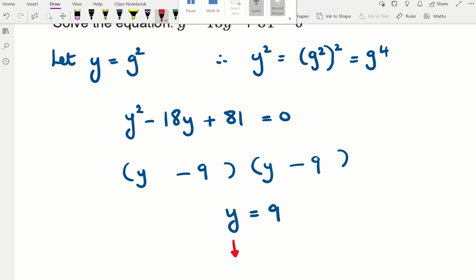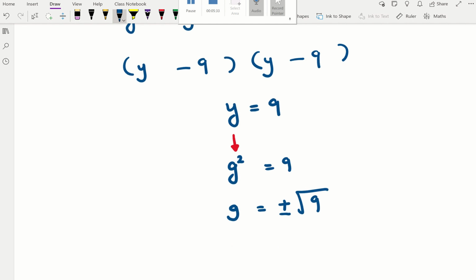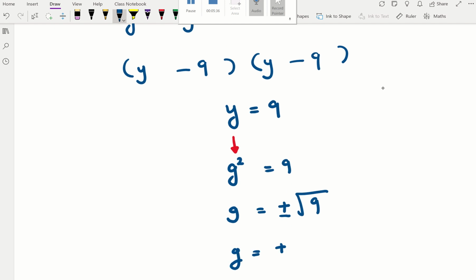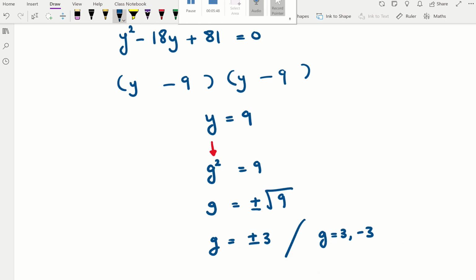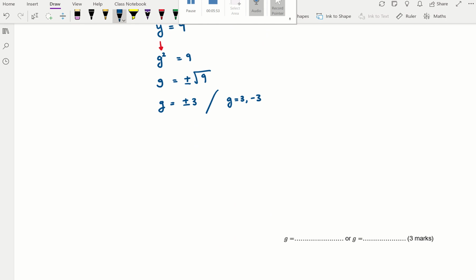I need to find the value of g. Y equals g squared. So g squared equals 9. So to find the value of g, I need to find the square root of 9, knowing that when I square root, I always get two answers. So g is plus and minus 3. You can write it like this, or you can say g equals 3, comma, negative 3. And that is the end of the short questions. I've put two spaces, so you would need to put both answers there.